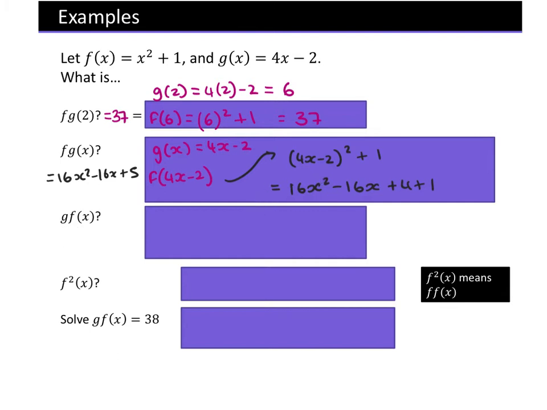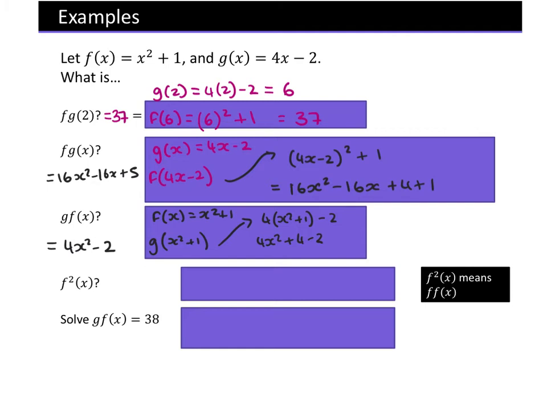Next, g of f of x. So that means f of x equals x squared plus 1. So I'm going to be doing g of f of x, which is g of x squared plus 1. So everywhere there's an x in g, I'm going to substitute in x squared plus 1. So this is 4 lots of x squared plus 1 minus 2. So I'm going to have 4x squared plus 4 minus 2. So g of f of x is 4x squared plus 2.